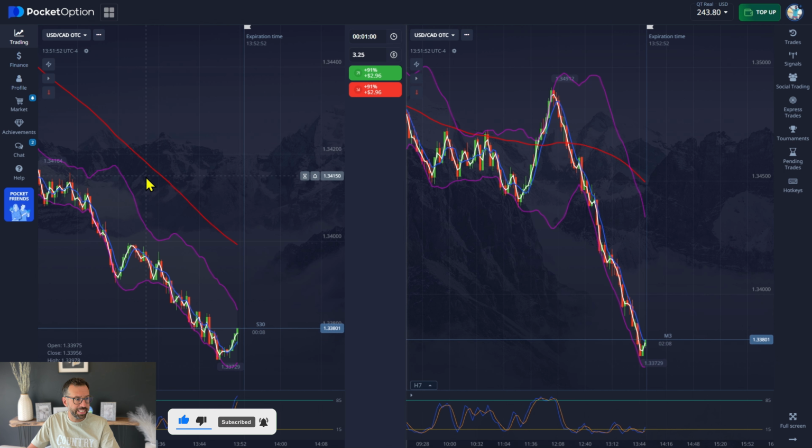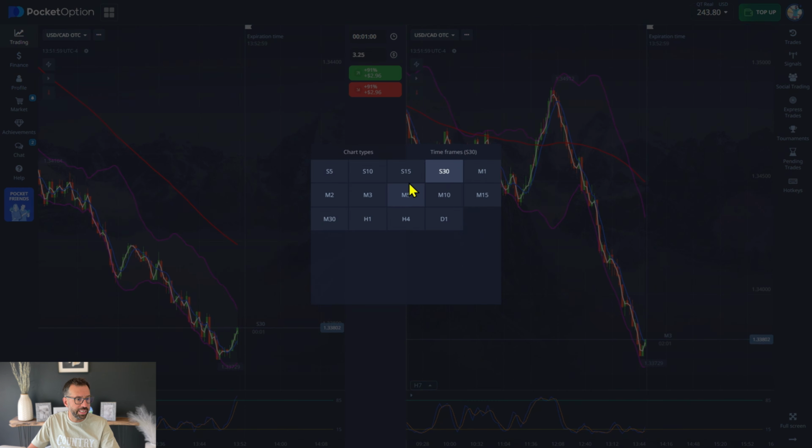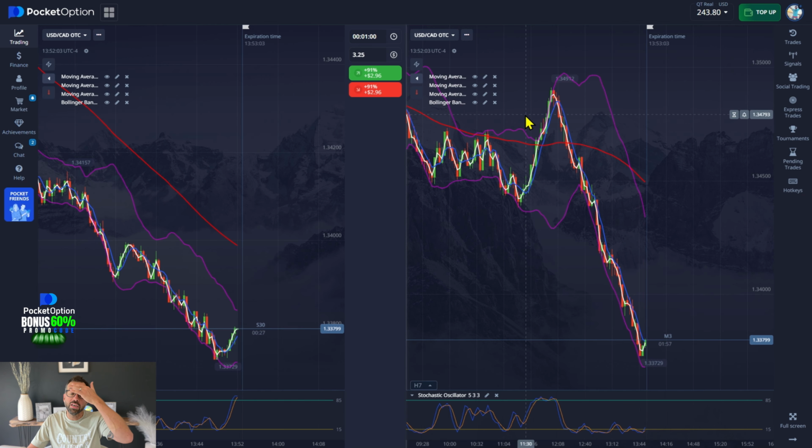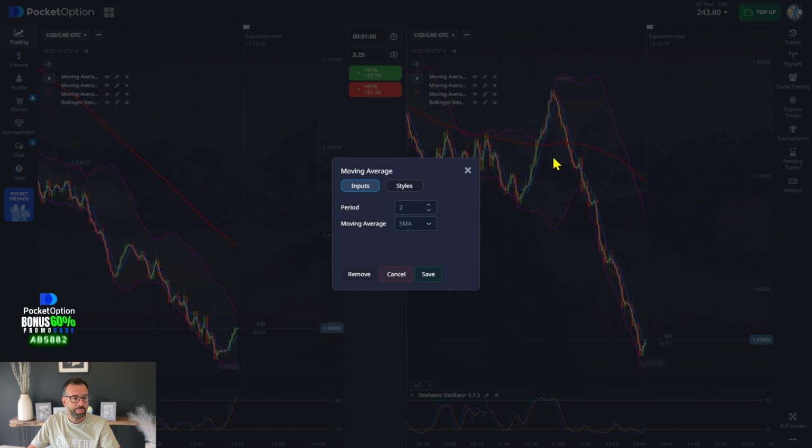This is currently the exact same charts. It's just that this is showing a 3-minute candle, and this side is showing a 30-second candle. Now, let's bring in the indicators because everybody wants to know what the indicators are. So let's just get that out of the way so that we can keep moving forward. 3 moving averages, the Bollinger Bands, and the Stochastic Oscillator.